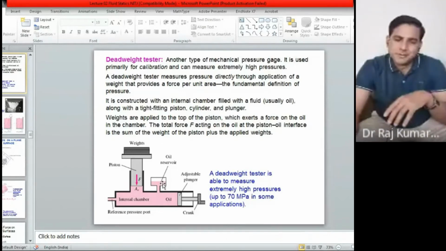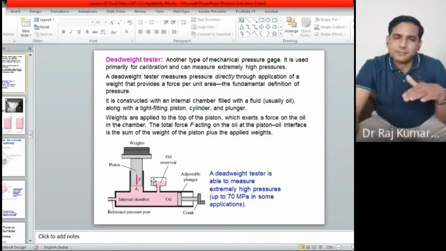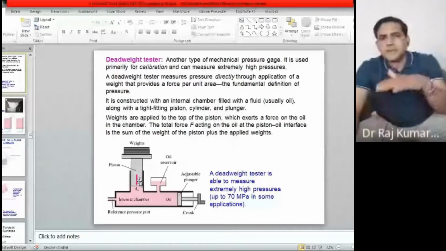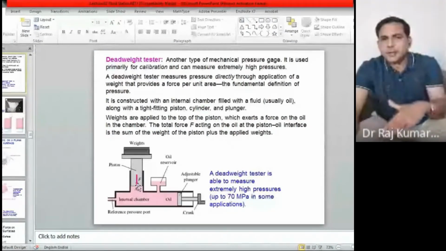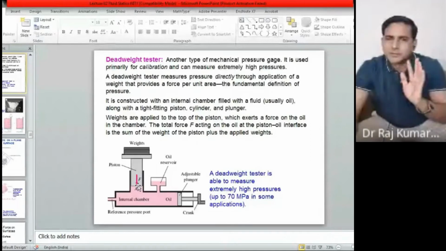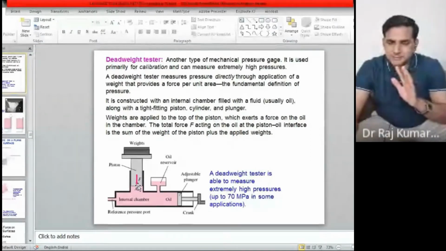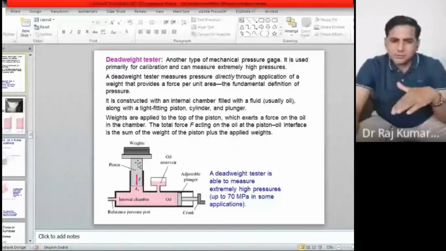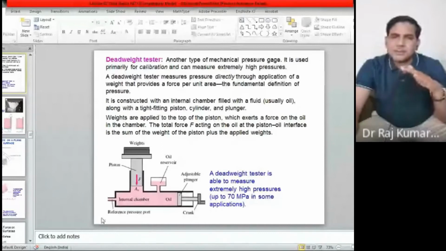So what you have here is the platform on which you are putting your weight. This is connected to a piston. The piston is friction free. It can move up and down depending on the magnitude of the weight. Let's say primarily it is at this place, ground level. Now you have a chamber here which is filled with oil.